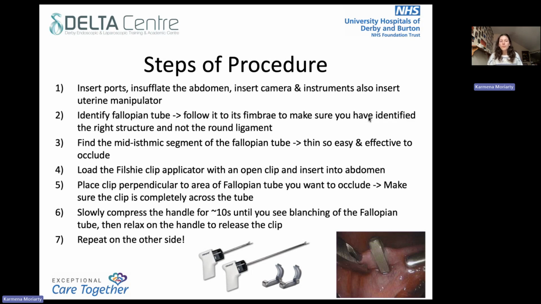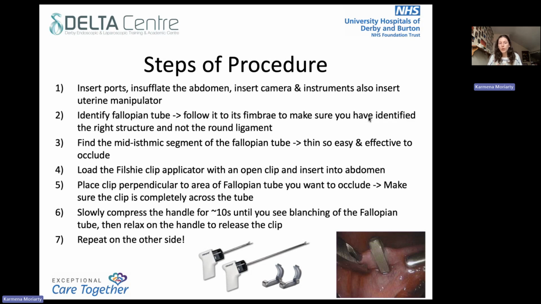They'll insufflate the abdomen, fill it with carbon dioxide, and insert the camera and the instruments needed. Sometimes they use a uterine manipulator, which basically moves the uterus to create the right tension and the right view for the surgeon.